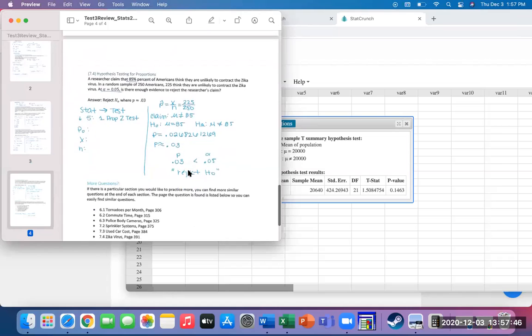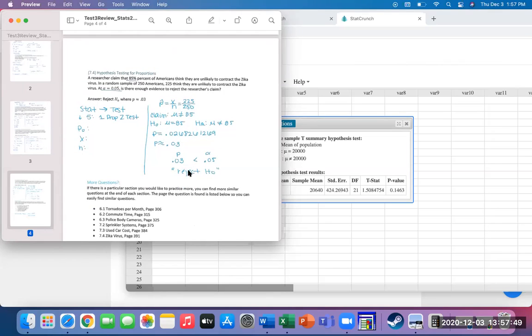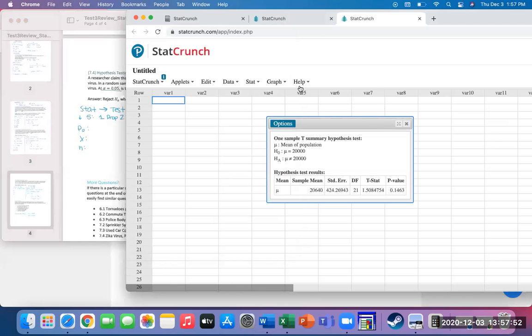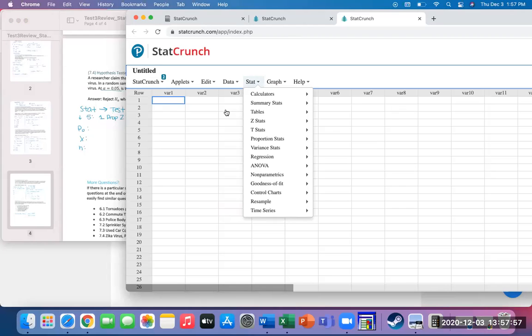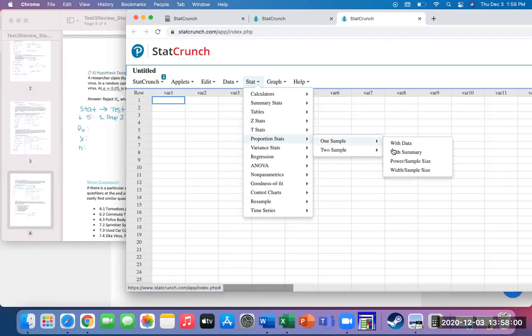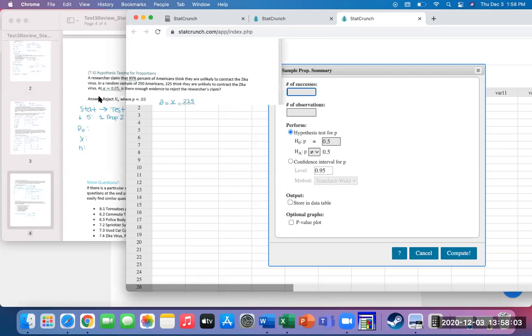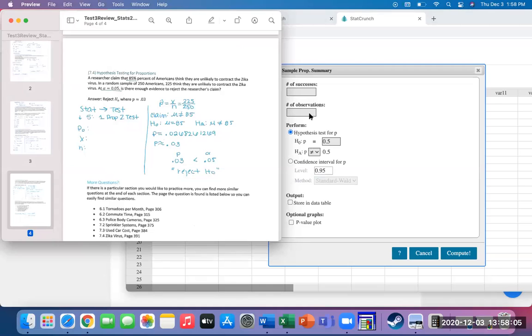Now, if we have a proportion, we're going to use a different command. So we're going to go to our next example. When we're working with proportions, we go with Proportion Stats, one sample with summary. Now here I want to enter our successes, observations, and then our hypothesis information. If you're not given your x and your n, first would be your x and then your n. If you're given a proportion, a decimal, or a percent, make sure you go through the trouble of changing it to a fraction.